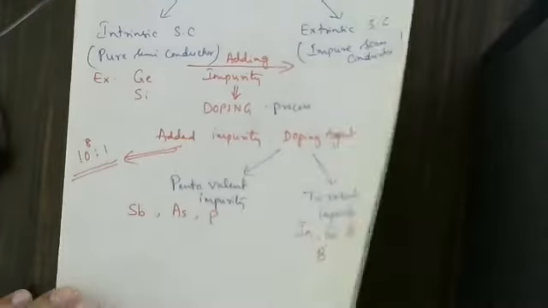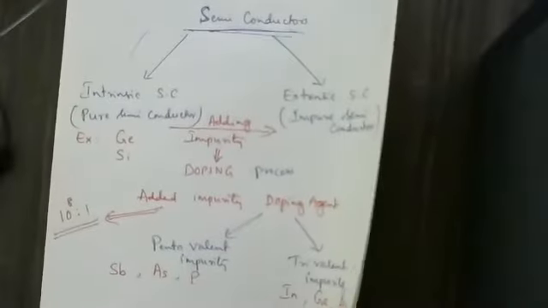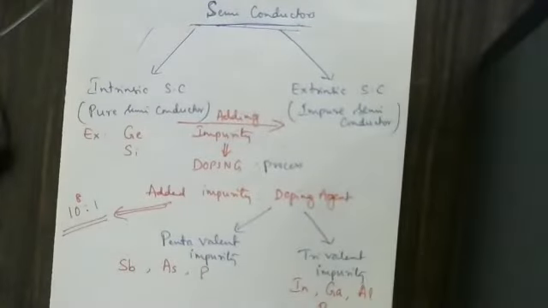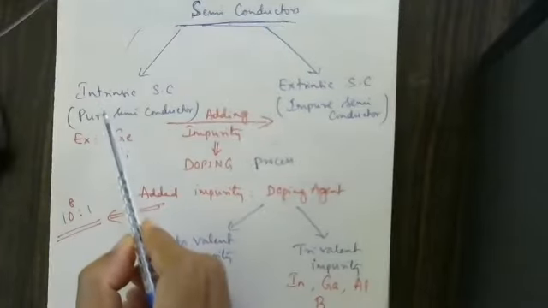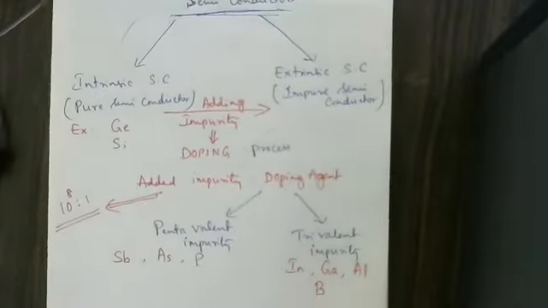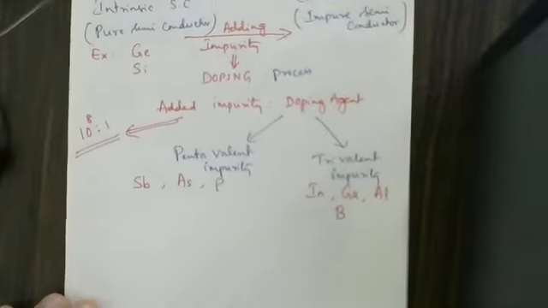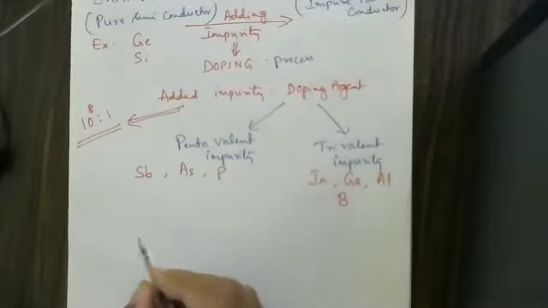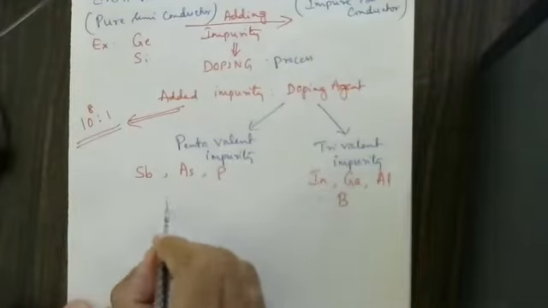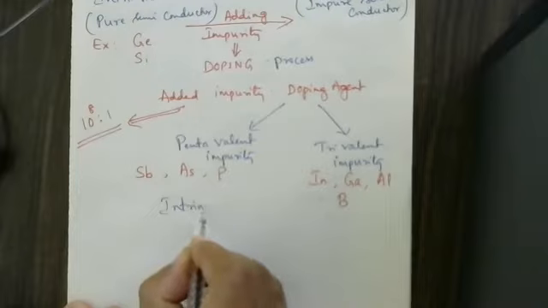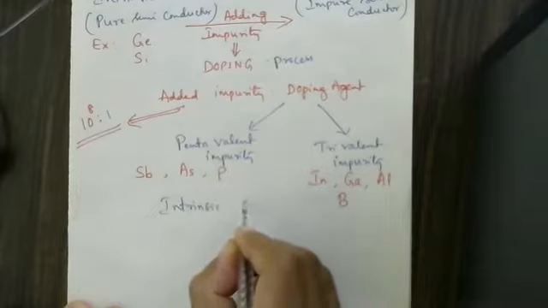Now the question: if you don't add the impurity, what will happen? What is happening in the case of intrinsic semiconductors? I am going to take up only the intrinsic semiconductors now. What is happening in the case of intrinsic semiconductor?